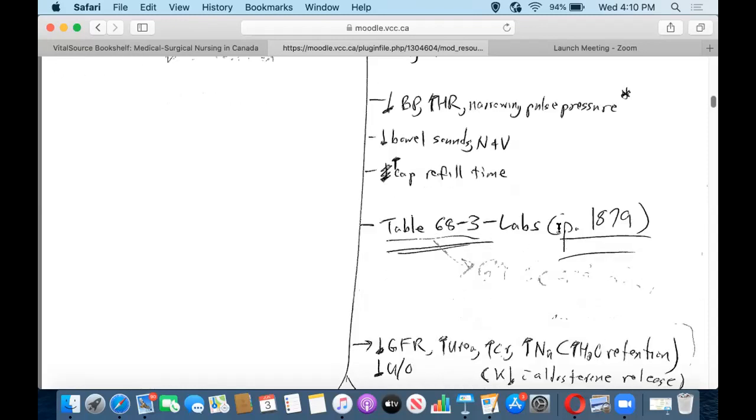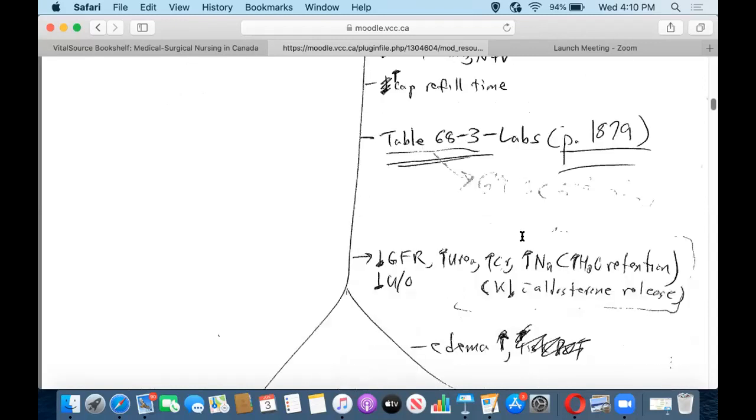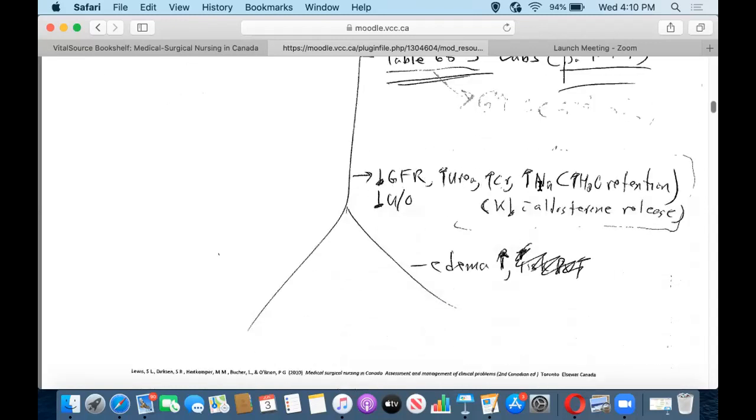Labs, we are going to talk about that a little later. We'll do kind of a grand summary of lab work later on. But these ones should make sense right here, especially if you think of these first 3. Decreased perfusion affects your kidney function.